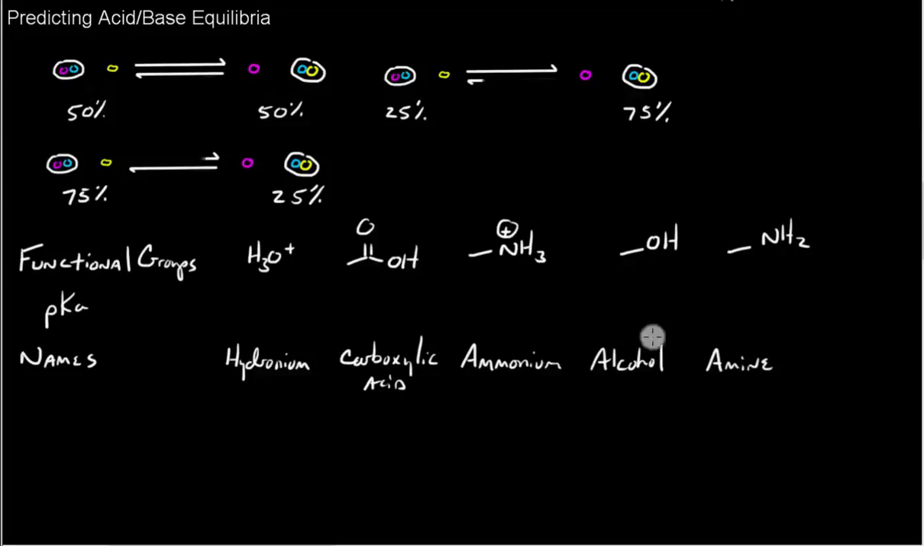If you look at the amine versus the ammonium, they're very similar. The only difference really is that the ammonium has a positive charge and the amine has a neutral charge. And it turns out that whether the nitrogen has this positive or neutral charge is going to change how acidic that nitrogen is. And we'll see that with the pKa.